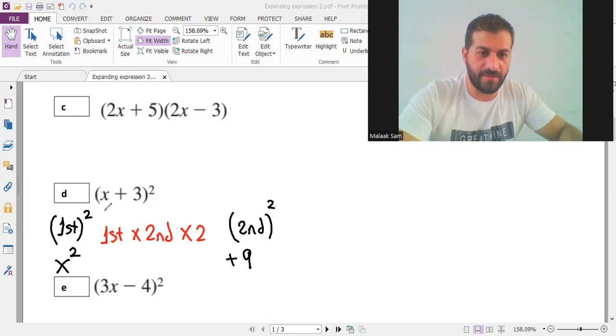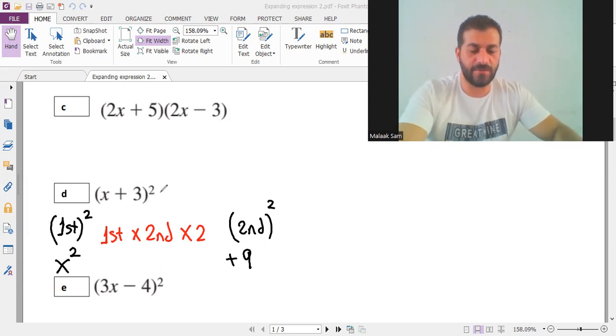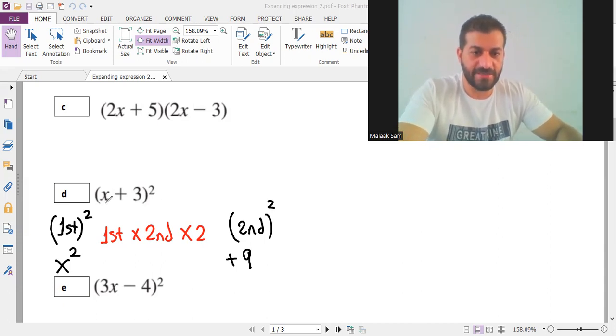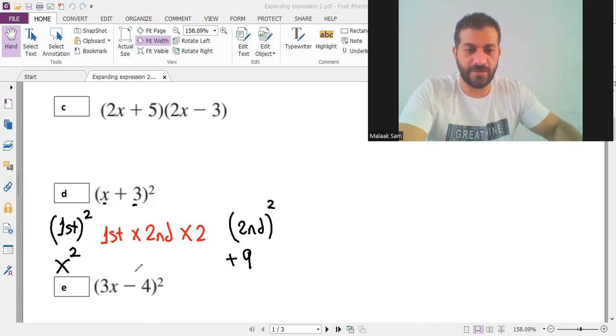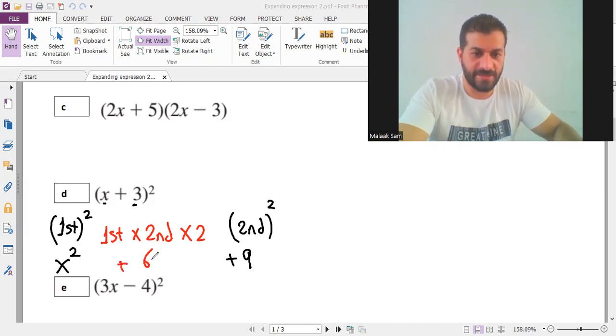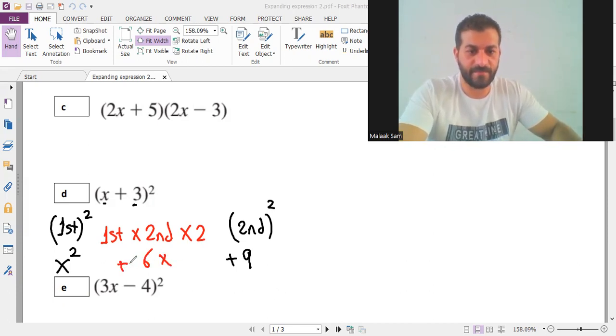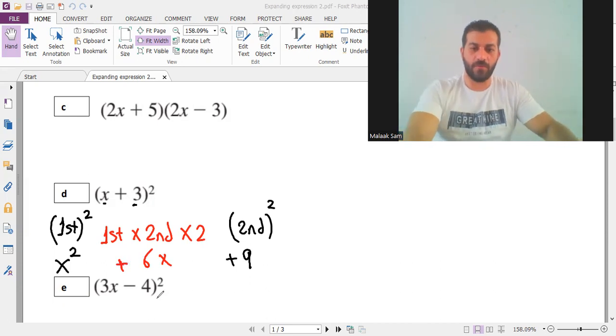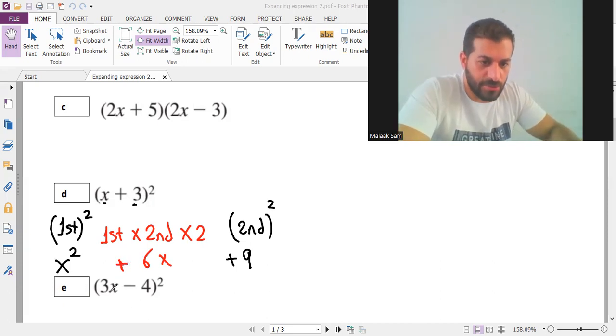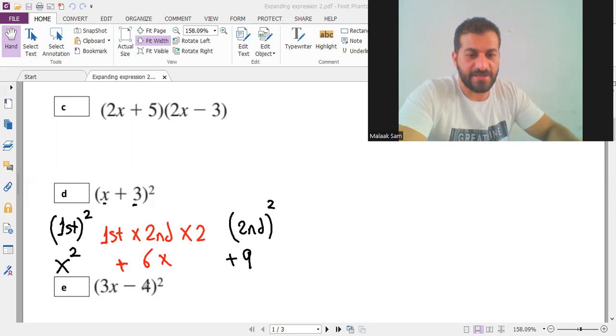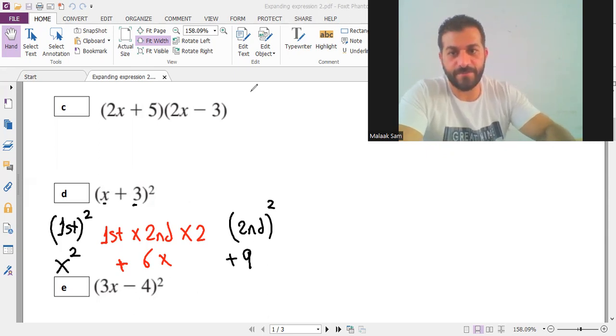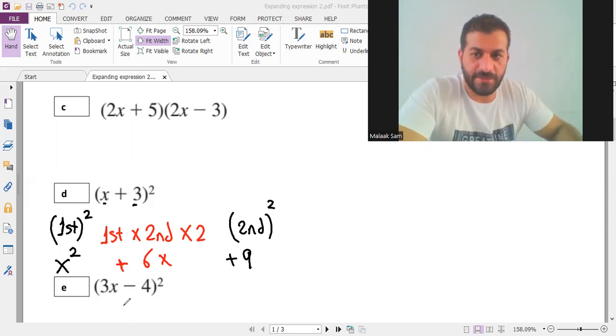Then multiply the first by the second times 2. So x times 3, 3x, times 2, 6x. So we're going to write in the middle plus 6x. And let's follow the same rule in question A: 3x minus 4 squared. Take it one by one, step by step.